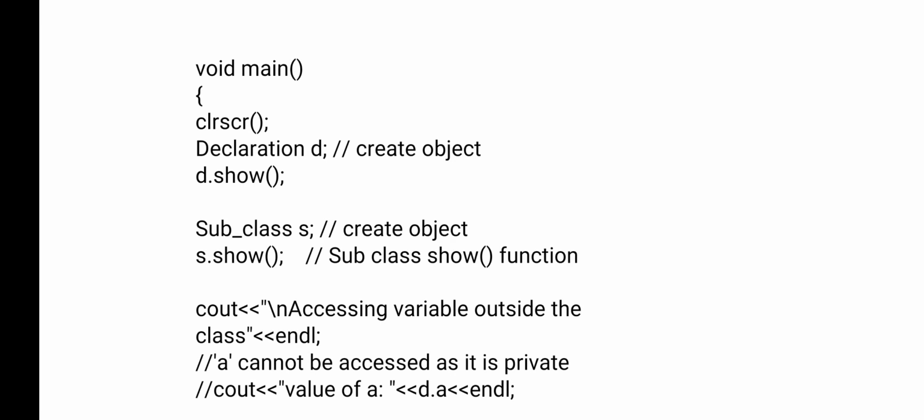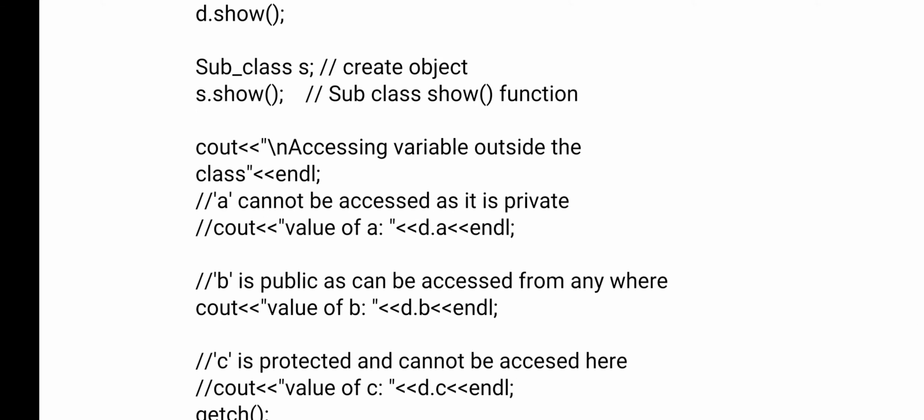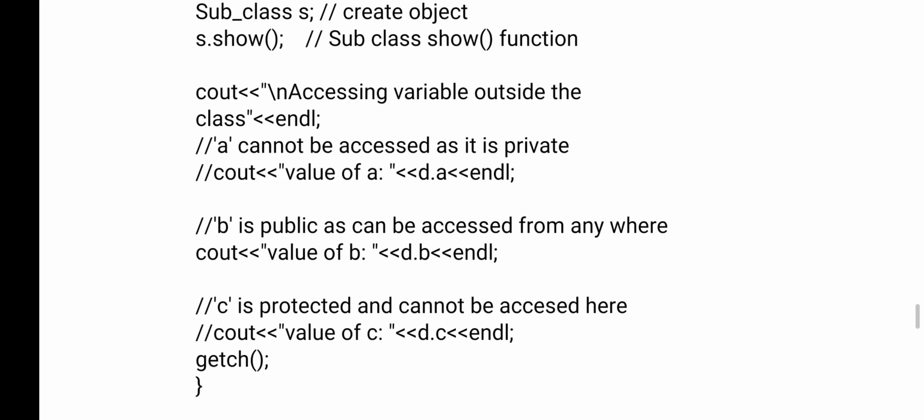private, public, protected. So here you can see the main function, I have created an object. The object name is d. How will you declare an object? Declaration is the name of the class, d is the name of the object. Okay, now d dot show. So whatever members are there in the declaration class can be accessed using the show method. Now the subclass, yes, s dot show, that also you can access.